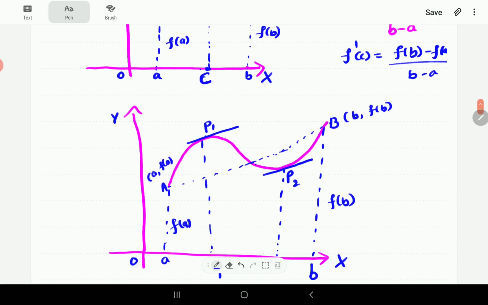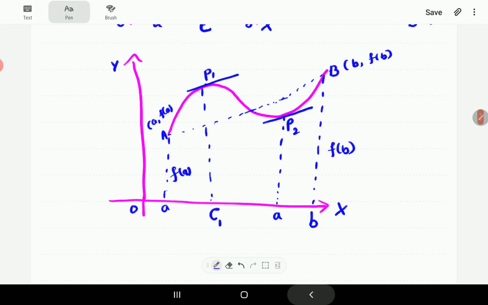So maybe your function is like this. This is also continuous between a and b. Here we have different tangents.